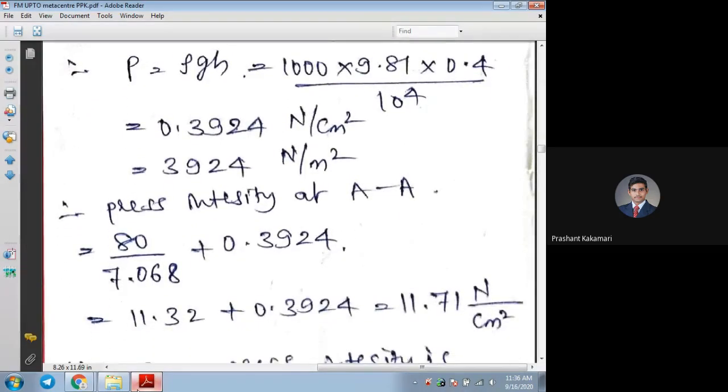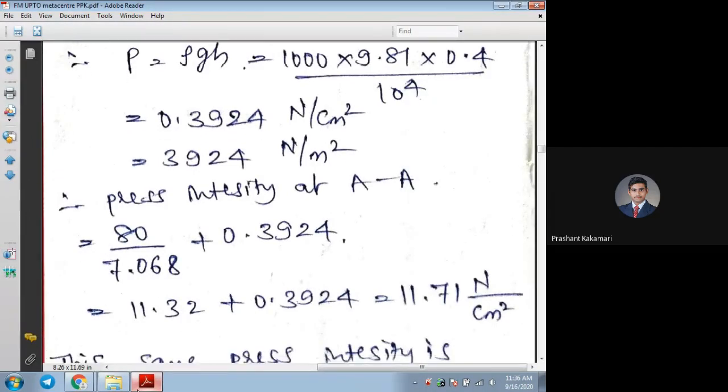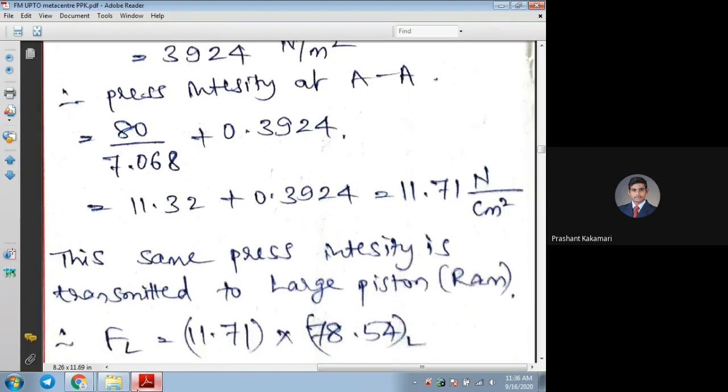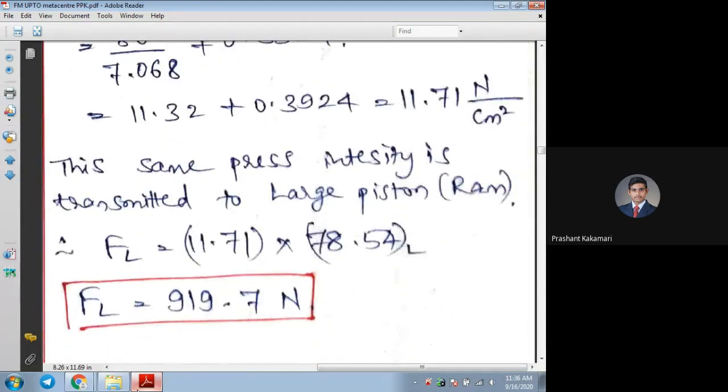This 11.71 Newton per centimeter square, whatever the pressure is there, this is also equal on the left side, the larger piston. Now to find that force, we know that force per unit area is pressure. So force per unit area on the larger piston, if you take, it is 11.71 Newton per centimeter square.